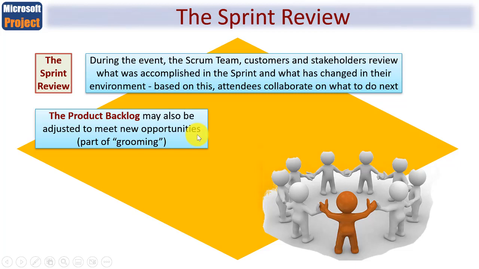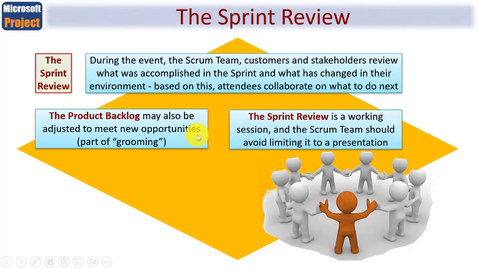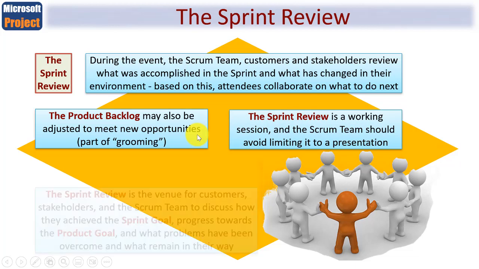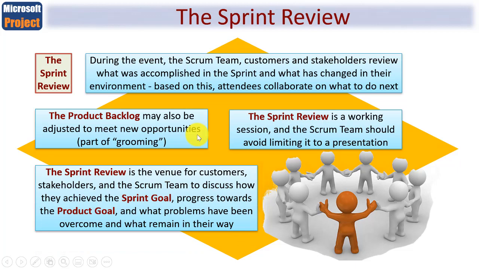One important point, however, is that once the sprint has started, neither the product owner or anyone else for that matter can actually change the features that are going to be worked on. So the sprint review is a working session, not just a presentation, and it's important the Scrum team keeps it that way. The sprint review is a venue for customers, users, stakeholders, and the Scrum team to discuss how they achieved the sprint goal, since we're now at the end of the sprint, the progress made towards the product goal, as you might imagine, that's a higher level, and what problems have been overcome, and, importantly, what problems still remain in their way. So let's now jump to sprint planning.